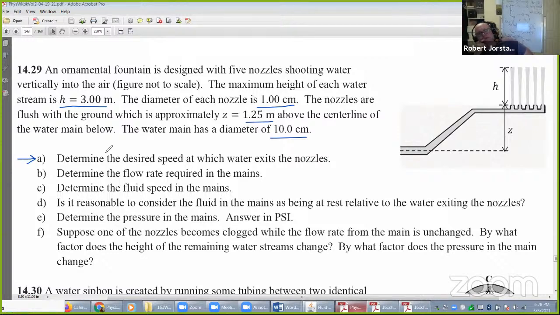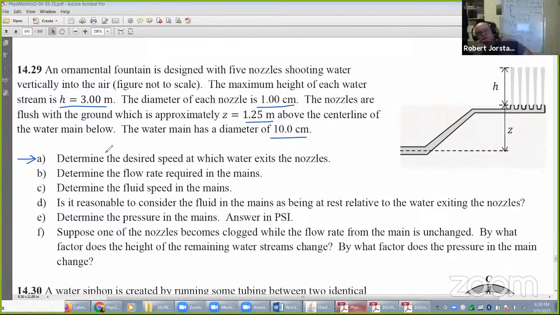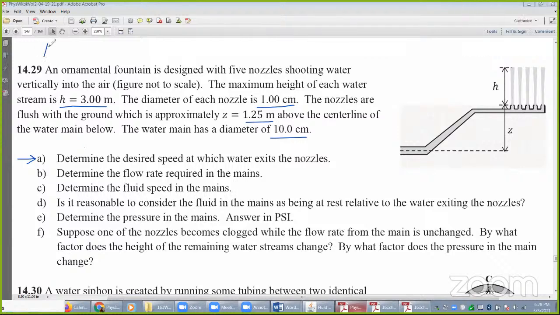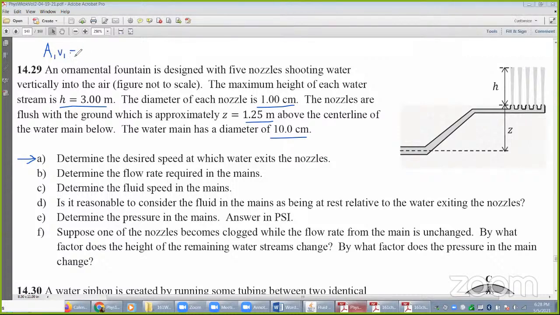Any guesses? Fluid in equals fluid out? Nope. That's what you would think because of this chapter. Now, okay, you said fluid in equals fluid out. What is that equation? A1 V1 equals A2 V2. Okay, so I would write that down first, to be honest, because I see this, that's immediately what I think.